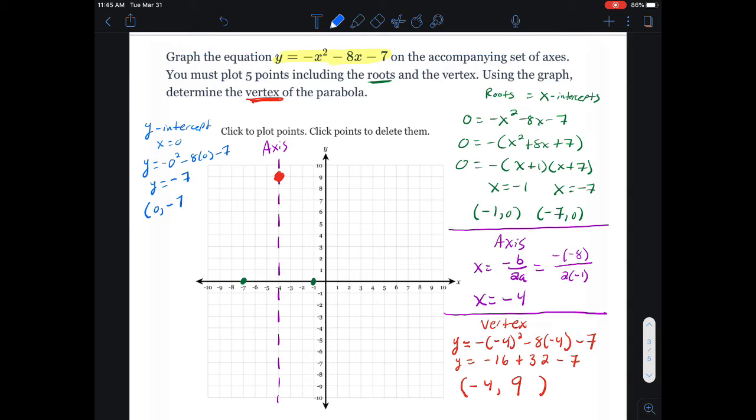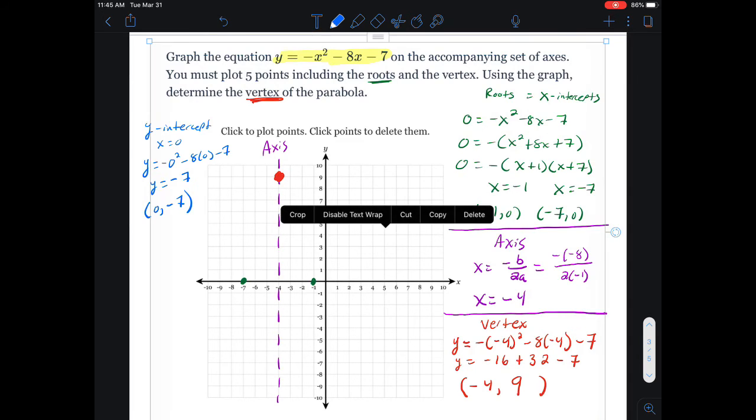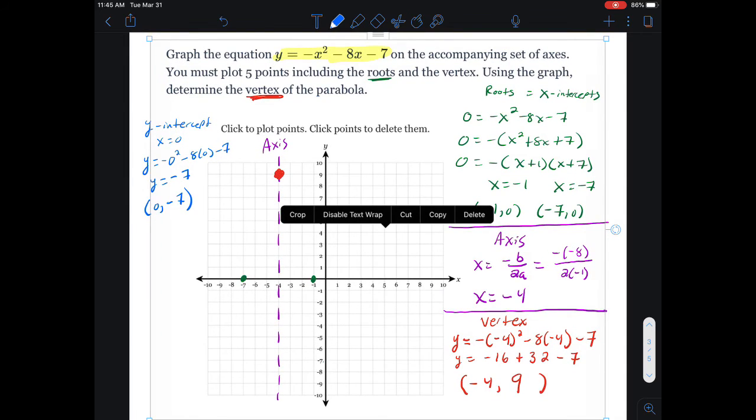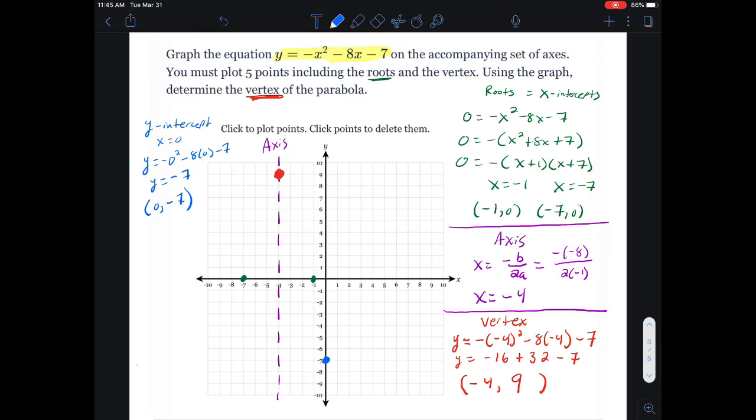So (0, -7) is my y-intercept. So I put that point there at (0, -7). Now, here's the thing about the axis of symmetry: remember the axis of symmetry has to split the parabola right down the middle. So if I have this point at (0, -7) that lies 4 units to the right of the axis of symmetry, the same point has to exist 4 units to the left of it, so that it will maintain its symmetry about that line.